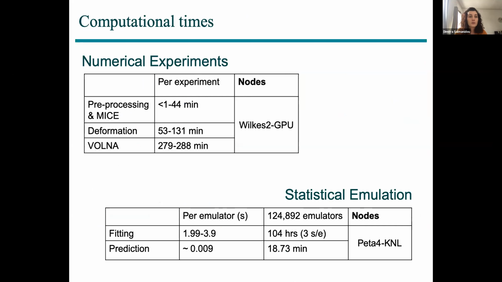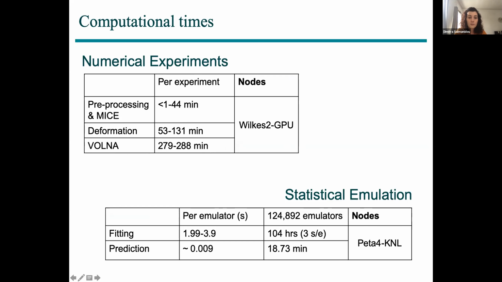So regarding computational times, you can see that the numerical experiments are of course the most expensive to run. And the highest cost comes from Volna, which runs in 279 to 288 minutes on 4 GPUs. All the experiments were done on the CSD3 cluster of Cambridge. And if we think that we have 60 simulations, then that becomes automatically 280 hours.